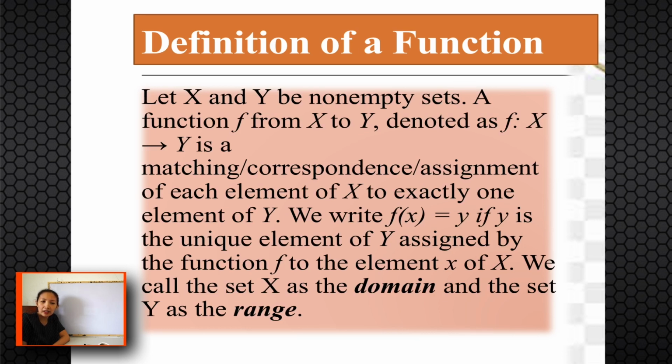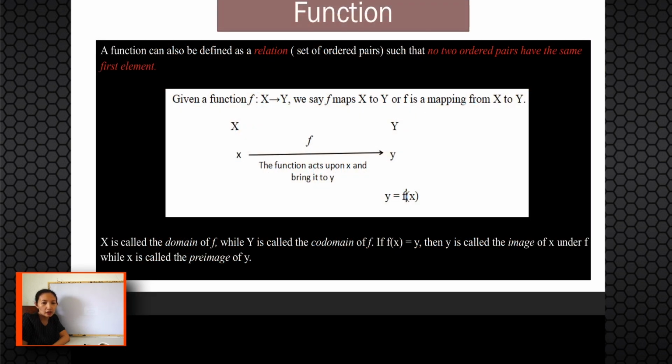And we call again the first set of all x's, or the set of all first elements, as the domain, and the set of y, or the set of all second elements, as the range. So your function can be defined as a relation. Do you know what a relation is? A collection or a set of ordered pairs. But we have to include the condition that no two ordered pairs should have the same first coordinate. Okay? No two ordered pairs have the same first coordinate.